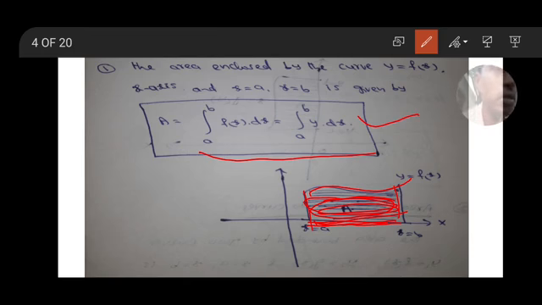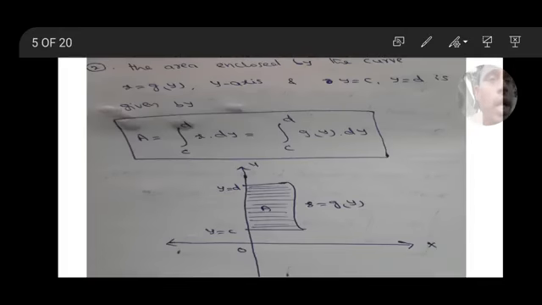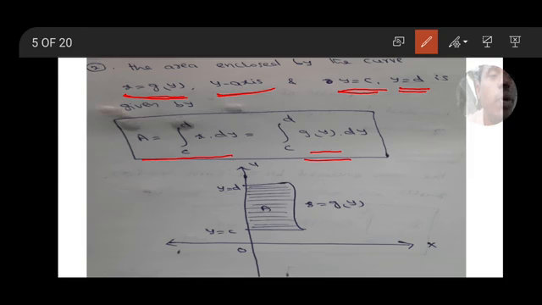Next, second formula, the area enclosed by the curve x equal to g of y, y-axis, y equal to c, y equal to d. Means here, instead of the x-axis, we have the y-axis. The area is given by A equal to integration c to d x into dy, or integration c to d g of y into dy.